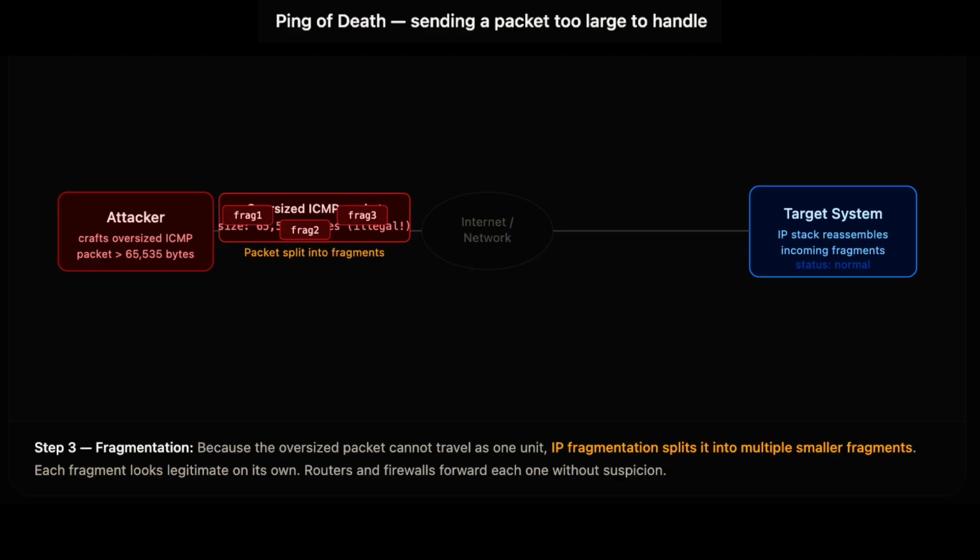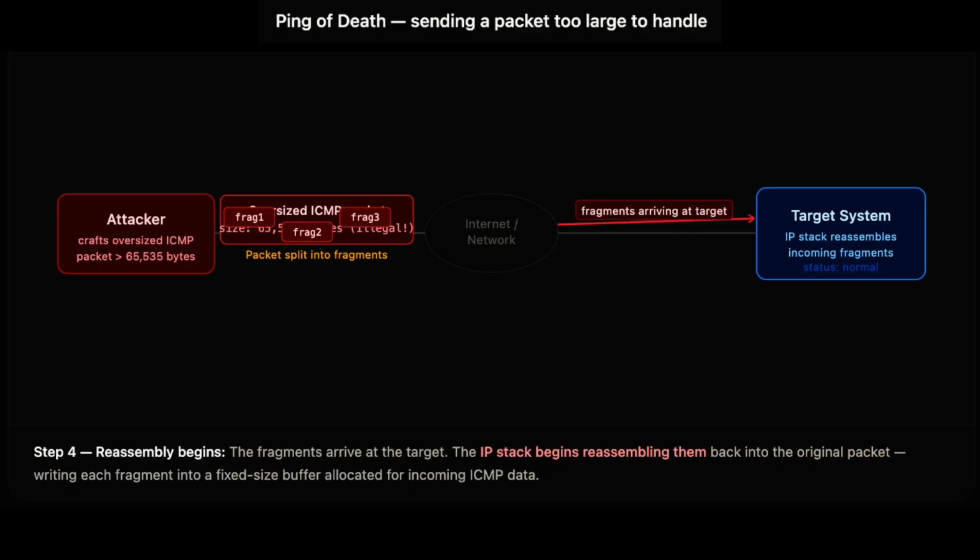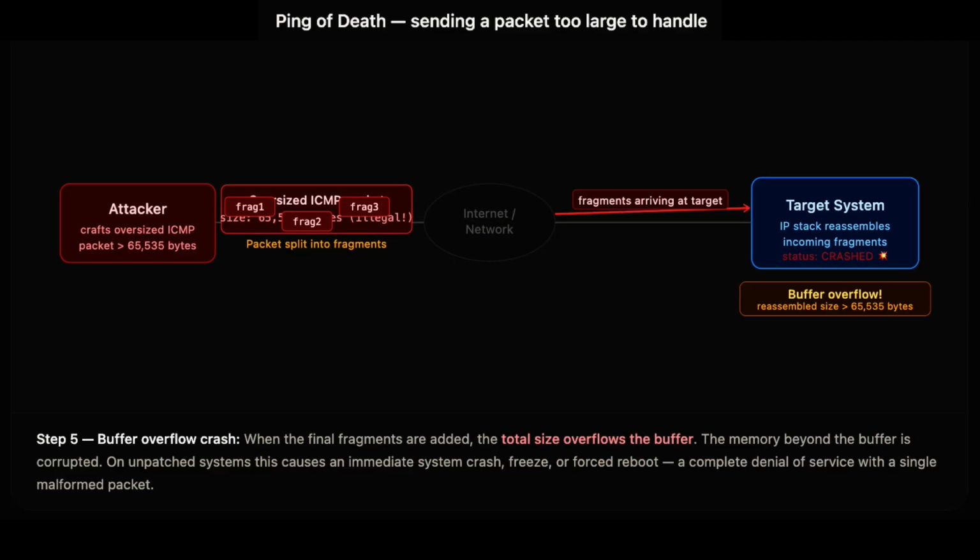Because such large packets cannot travel the network in one piece, they are split into smaller fragments. When the target system attempts to reassemble the fragments, the combined size overflows the fixed size buffer allocated by the IP stack. This causes a buffer overflow, corrupting memory, crashing the system, or forcing a reboot. Modern operating systems are fully patched against this. They validate total reassembled size before allocating memory.